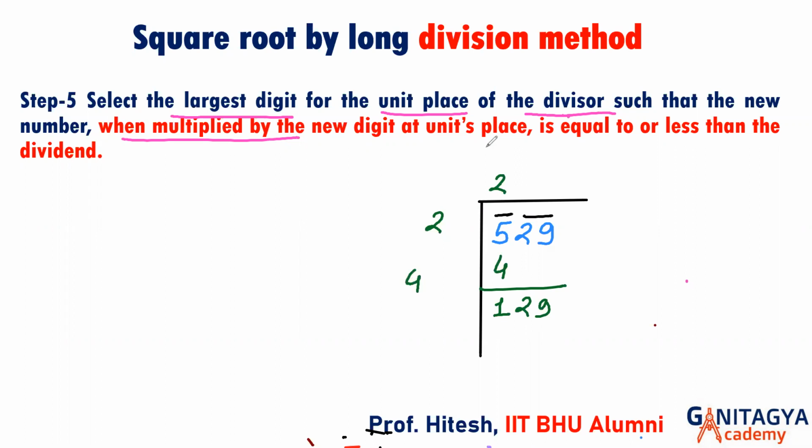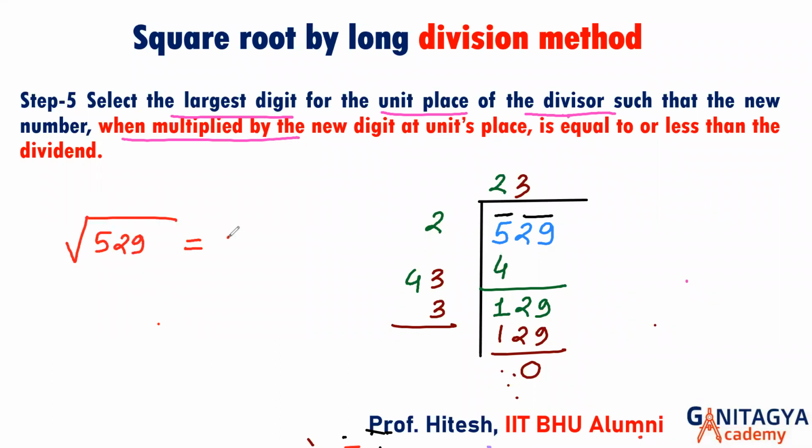So we will multiply by a number here, let us say 2. If we put 2, we will multiply by 2, so it will come to 84 here. But there will be some difference. We will try to minimize the difference. Then if I put 3 here, 43 into 3, that will be 129. So I am getting remainder 0. So I will put 3 here. We can say when the remainder is 0, the question is over. So we can say the square root of 529 is 23.